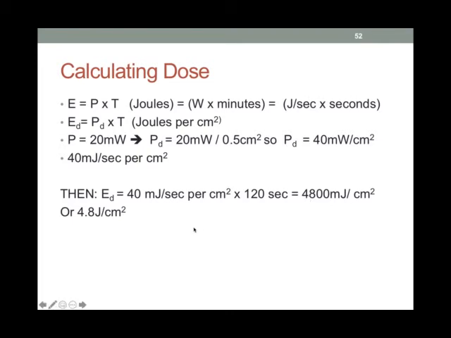But now remember that the diode area is only 0.5 centimeters squared. So per point, it would be 2.4 joules for each time that we're applying it. For each point, but there are 2 points of 0.5 centimeters squared. So the treatment dose then is going to be 4.8 joules for that treatment. So 2 points of 2.4 joules.